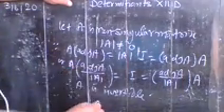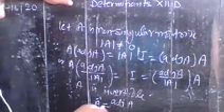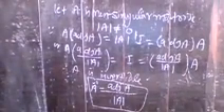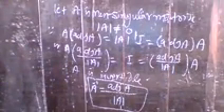So here you have a very important result. A inverse is equal to adjoint of A upon determinant of A. Write it. So A inverse is equal to adjoint of A upon determinant of A. That is a very important result.